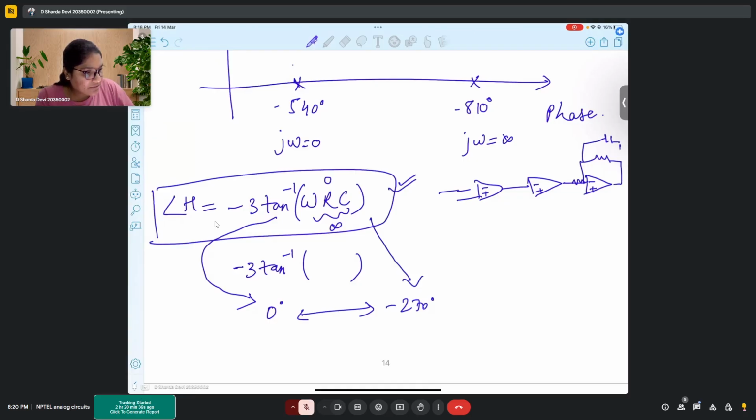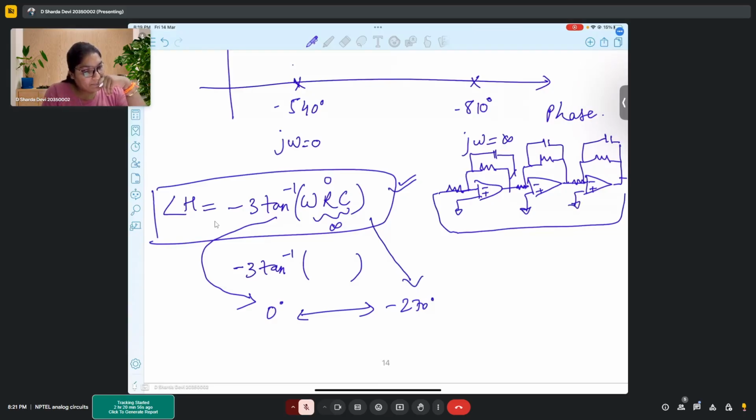Is this the configuration that we are going for? Yes, madam. This is the same configuration everywhere. It is acting as an integrator. So we are saying that 90, 90, 90, 270, right, madam? In an integrator, if I provide sine, it will provide cosine. So the phase shift will be 90 degrees, right?